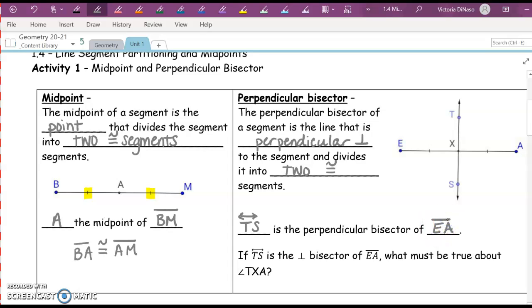And we need to make sure that we have the correct symbols above each letter to name it correctly. So if TS is the perpendicular bisector of EA, what must be true about angle TXA? So it goes in order. We have from T to X and then all the way to A. We know that it is a right angle. And all right angles are 90 degrees.